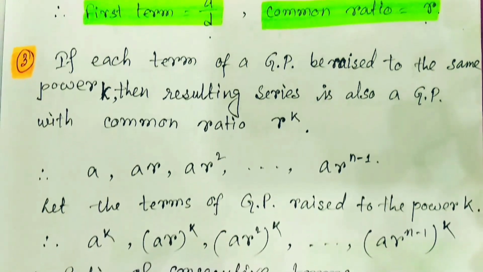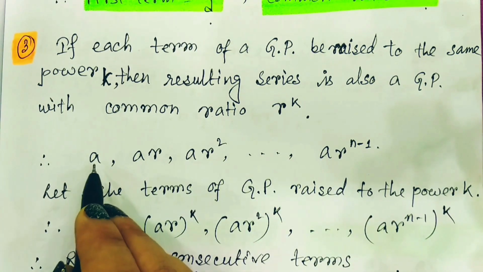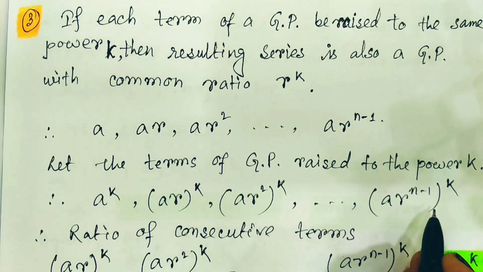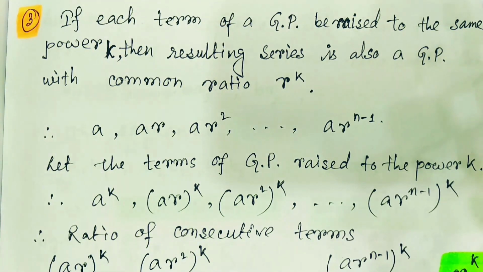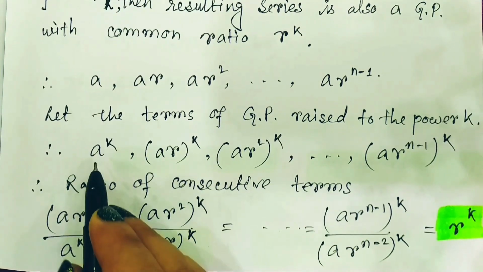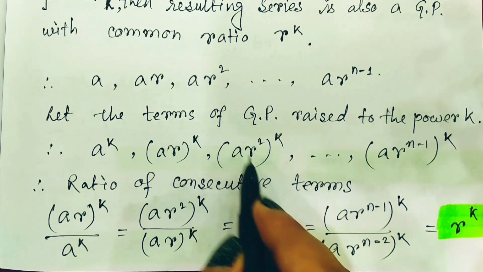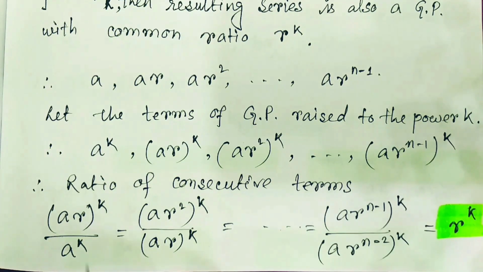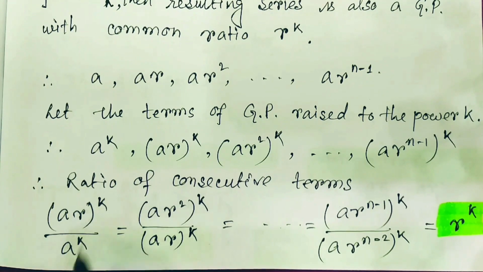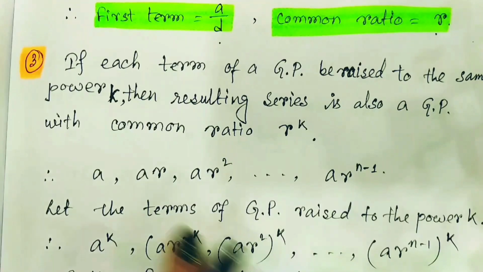So if this one is the GP series and all those terms are taken to the power k, that means a to the power k, (ar) to the power k, in this way all those terms are taken to the power k. Then if we simplify, we will find here a to the power k, a to the power k times r to the power k, a to the power k times r to the power 2k, in this way. So if we want to find the common ratio, we consider any two terms and their ratio, and we will find it is r to the power k. So that is the property.